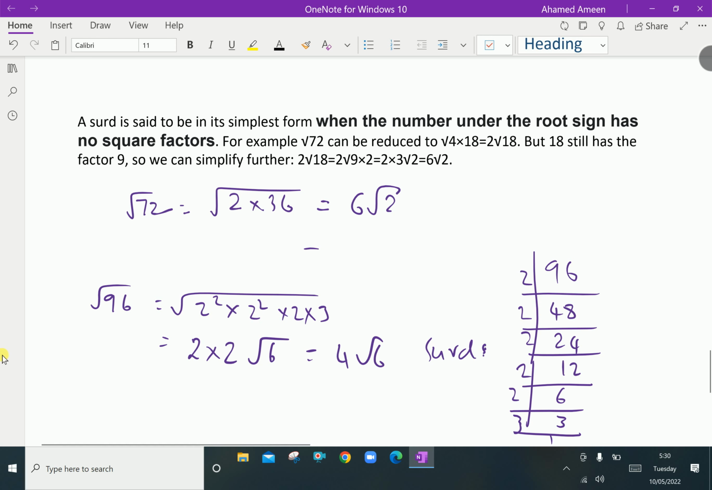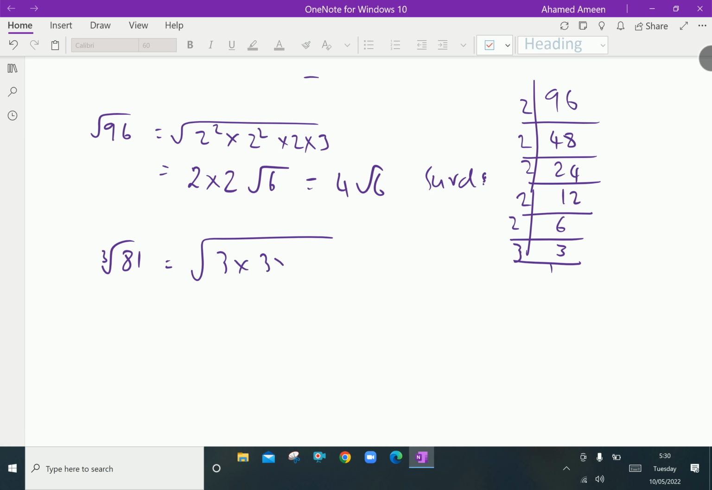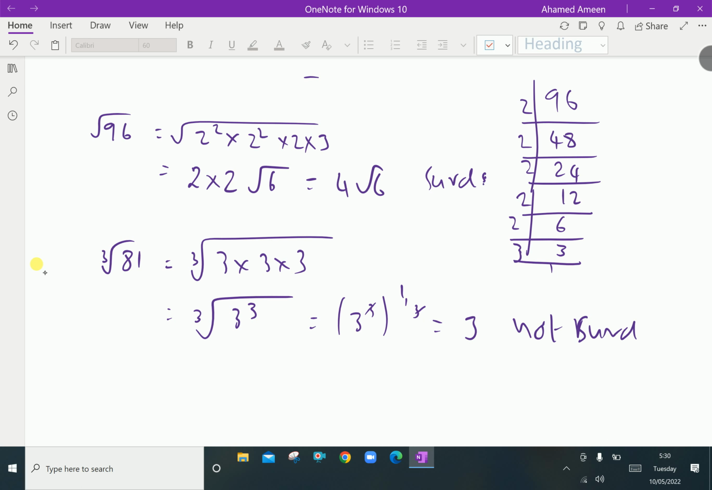Now suppose cubic root of 81, check whether it is a surd or not. Here 81 can be written as 3 into 3 into 3 into 3, cubic root of 3 cube, which is equal to 3 cube power 1 by 3, then the factor is 3. So it's not a surd, which means cubic root of 81 is not a surd, but square root of 96 is a surd.